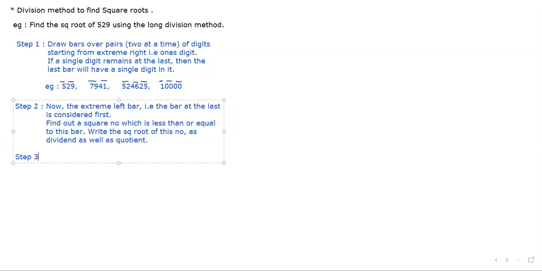Step 3. Subtract this square number from the first bar to get the remainder, and carry down the second bar. Subtract this square number.